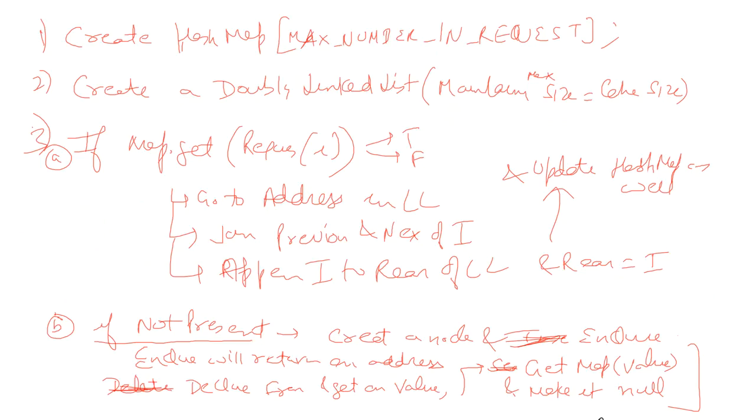Cool. Understood or doubts? No doubt. I was asking, you have initialized the hash map with the size of the maximum element in the input. Why can't we have it as cache size and it will dynamically grow when we insert?